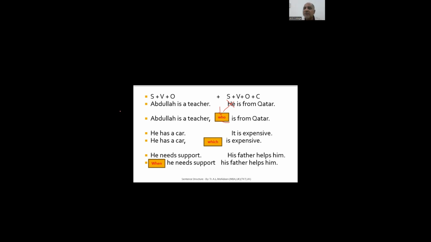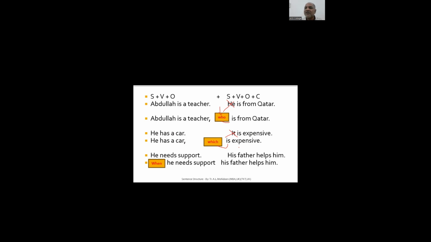So how you are going to make your complex sentences, like this. Now, again: "He has a car. It is expensive." So now you can see the it is replaced with which. Now the sentence is connected. You just remove this it, and then you add which with the sentence. So "He has a car which is expensive."